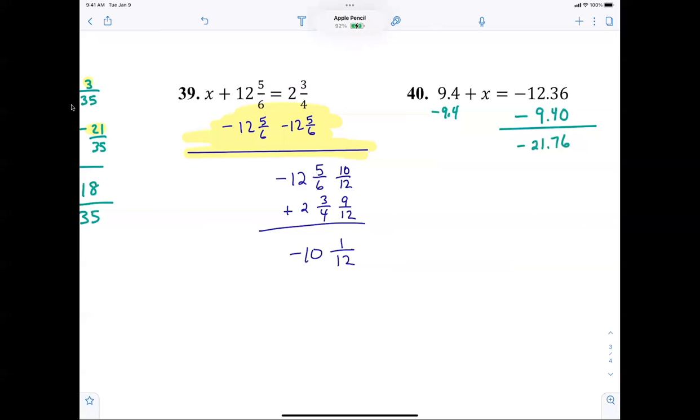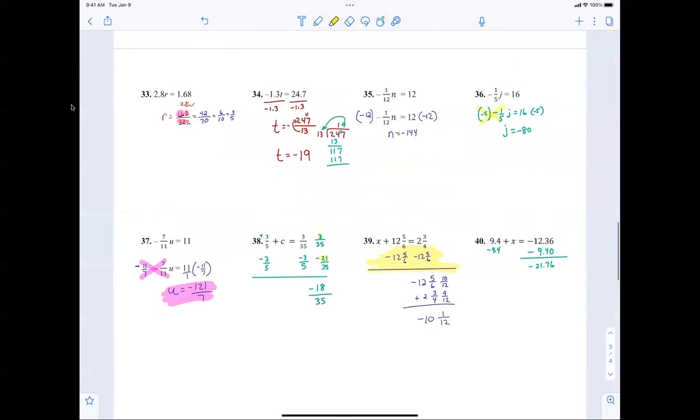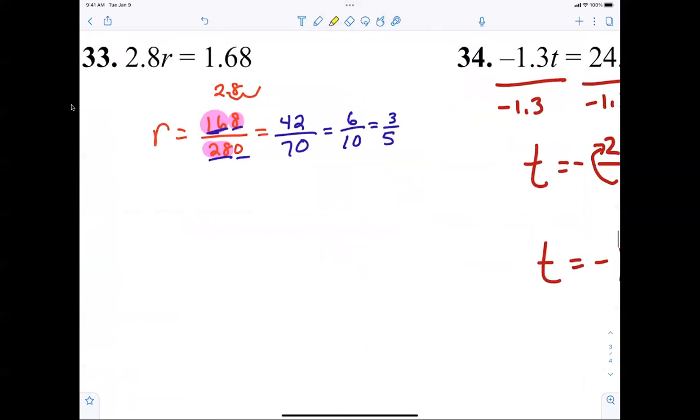Can you just scroll out to show me 33 real quick? I put 44 over 70.